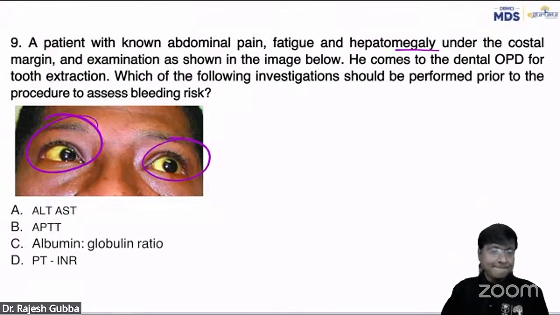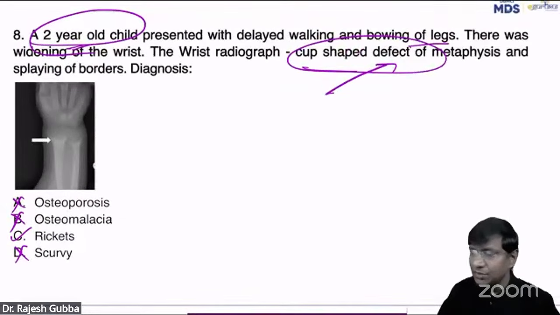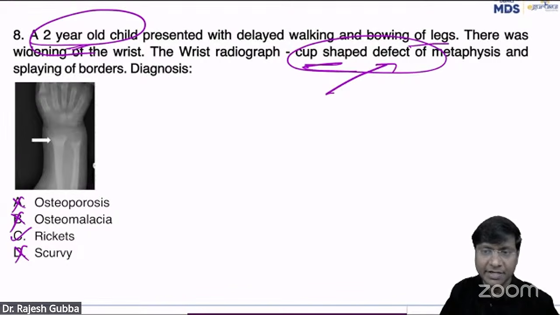Okay. But yeah, even if the pelican spur is given, in case of scurvy there should be the white line of Frankel, right? But if cupping is given, it is not at all scurvy. If cupping is given, it is not at all scurvy. If metaphyseal cupping is there, that is suggestive of your rickets.